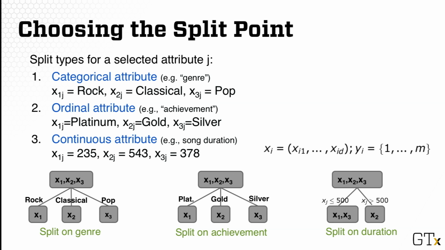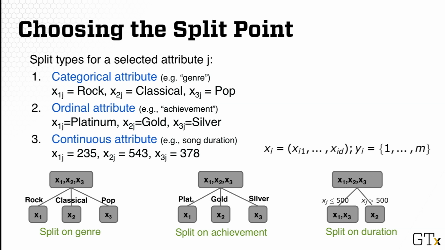For a contiguous attribute, what we do would actually be determining the split point. But once we determine the split point, then everything looks the same as in the case of categorical attribute and ordinal attribute. For example, here we can say we look at the song duration. We can say, well, let's split at 500 seconds. So if it's shorter than 500 seconds, we say it's a short song. And if it's longer than that, we'll say it's a long song.